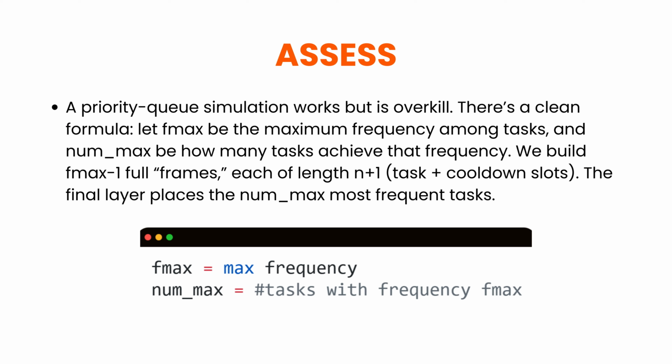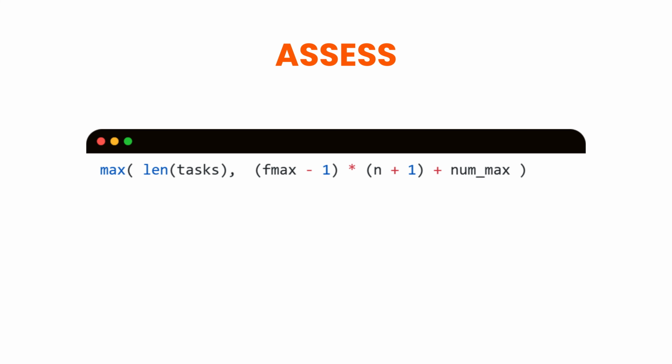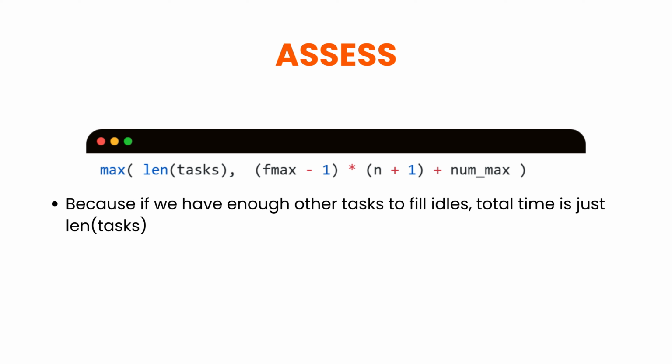There's a clean formula. Let max be the maximum frequency among tasks, and num_max be how many tasks achieve that frequency. We build max - 1 full frames, each of length n+1, task plus cooldown slots. The final layer places the num_max most frequent tasks. The answer is max(len(tasks), (max - 1) * (n+1) + num_max), because if we have enough other tasks to fill idles, total time is just len(tasks).